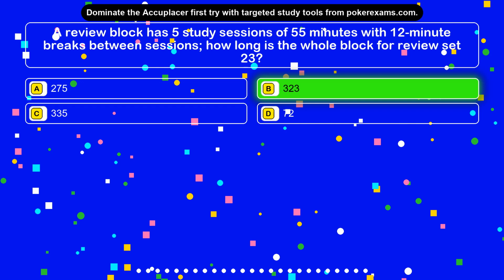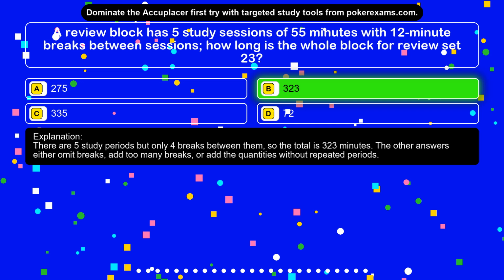The correct answer is option B, 323. There are 5 study periods but only 4 breaks between them, so the total is 323 minutes. The other answers either omit breaks, add too many breaks, or add the quantities without repeated periods.